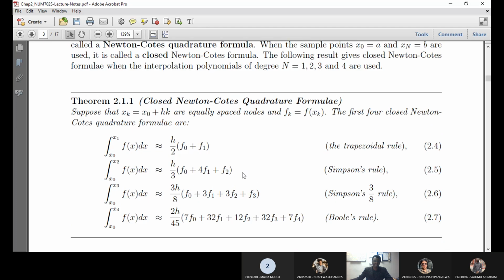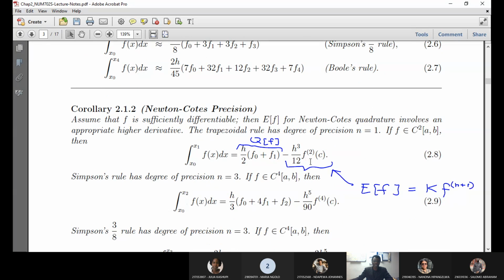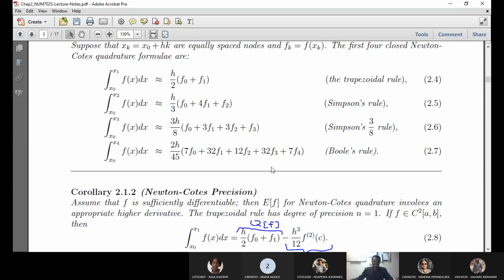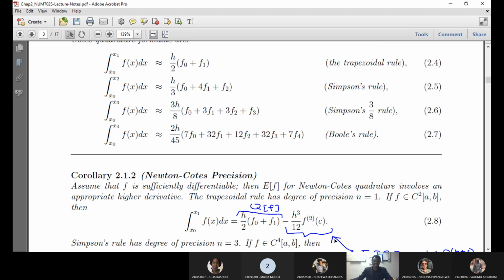But what if you don't know the error term? Just imagine you only know this formula, but you don't know this part. So that's the second thing that we are supposed to cover today, assuming that the error term is not known.